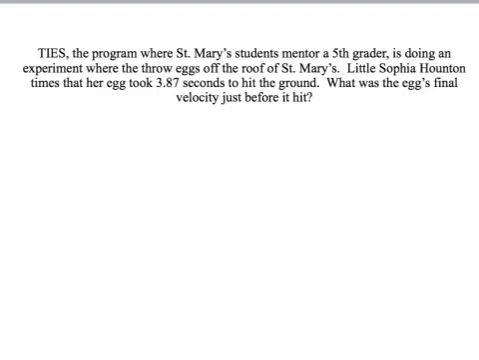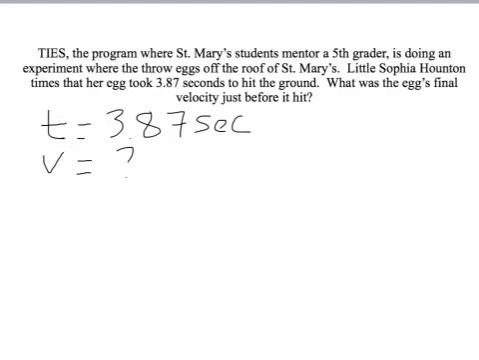TIES, the program where St. Mary's students mentor a 5th grader, is doing an experiment where they throw eggs off the roof at St. Mary's. Little Sophia Hunton times that her egg took 3.87 seconds to hit the ground. So before I even write anything else, I'm going to just identify my variable. The time is 3.87 seconds. What was the egg's final velocity just before it hits? So v equals question mark.